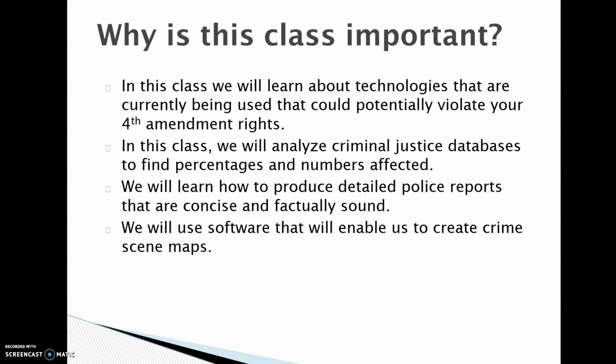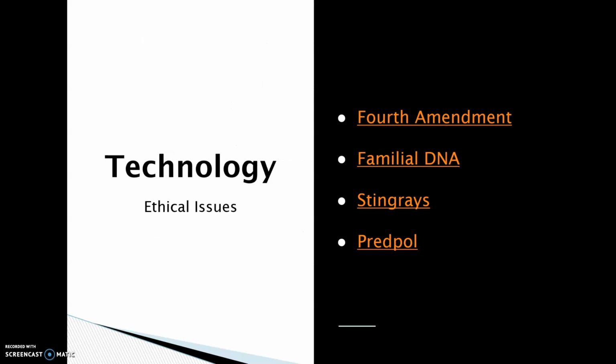In this class, we'll analyze criminal justice databases to find percentages and numbers affected. We will learn how to produce detailed police reports that are concise and factually sound. We'll use software that will enable us to create crime scene maps. So we're going to do a lot. Let's start with the Fourth Amendment. What is it? Let's talk about it a little bit.